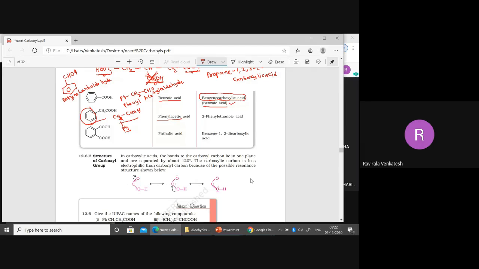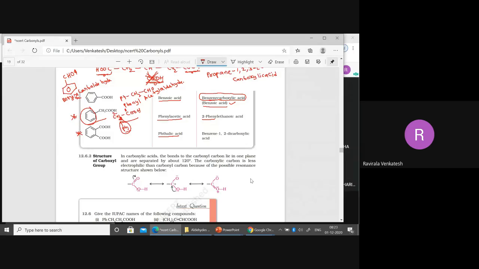Okay. And otherwise, how do we give the IUPAC nomenclature? Number 1, number 2. Now, 2-phenyl ethanoic acid. So this is very, very important. This one is very, very important. This one also is important. And this one is very, very important. It will come in the preparation of amides. So that is the reason it is very important. Phthalic acid. All of you please remember phthalic acid.